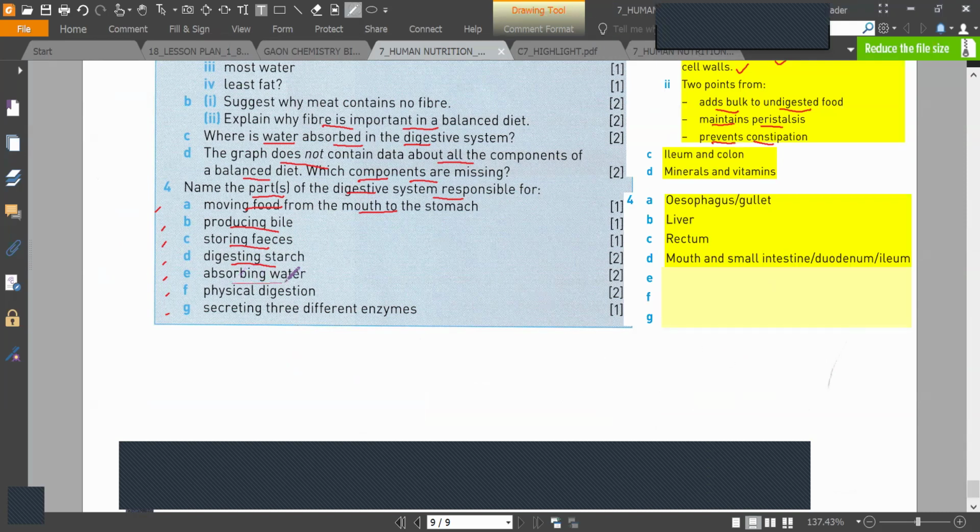Okay, absorbing water, where does it happen? In the ileum and colon, small intestine and large intestine. Physical digestion, just breaking into small pieces. A few places: the teeth and the stomach. Okay, secreting three different enzymes. We know that it is the pancreas. So pancreas will secrete the pancreatic juice.